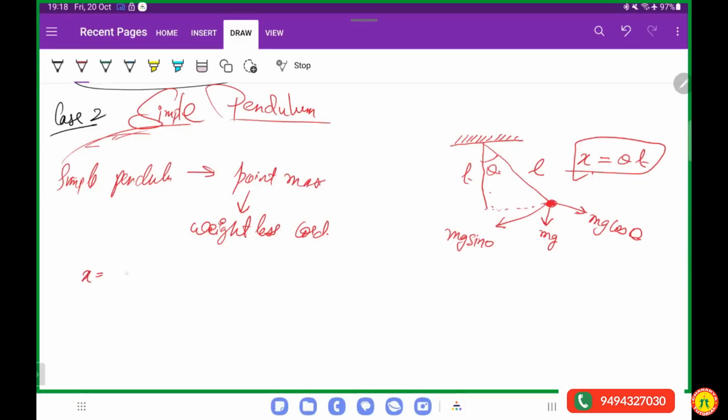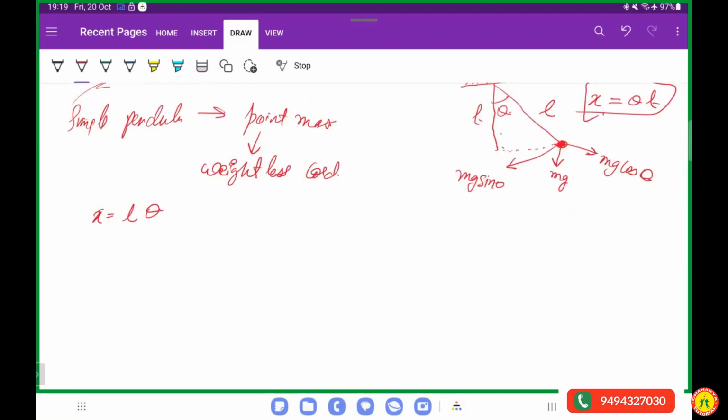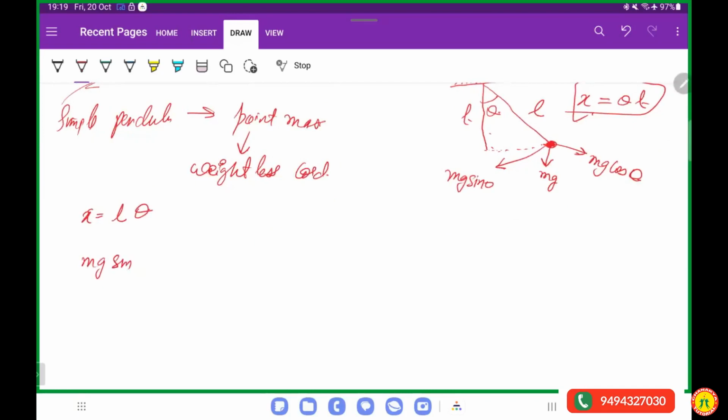So linear displacement equals positional vector times angular displacement. I think you remember this from your 11th standard, rotatory and circular motion. So mg sin theta is the restoring force, as I said before also, because it's moving back. So how did I find out? Because it's moving back. This is the returning force, that is the restoring force.